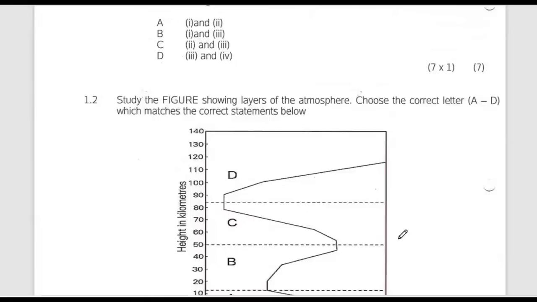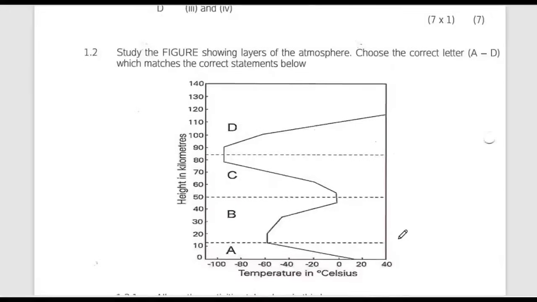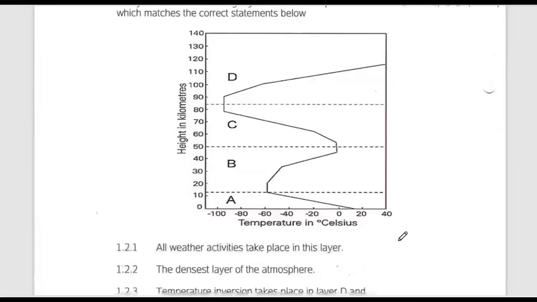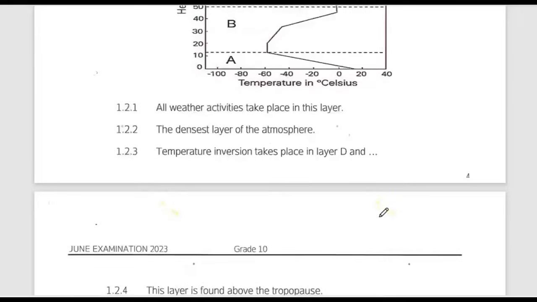Even though it will be marked correctly, but your chances of losing marks will be very high, because if you miss the layer or you mismatch the layers, then your responses are going to be wrong. You must just try to find out the response from the given letters from A to D. Right. All weather takes place in this layer. Which layer do we find where the process is taking place? It's A, right? And the densest layer of the atmosphere, the densest layer is also A.